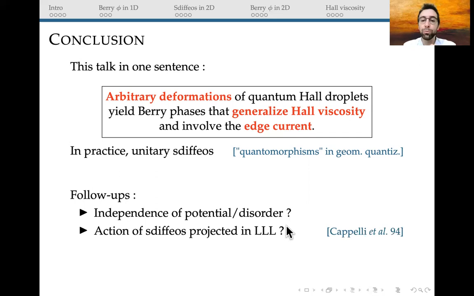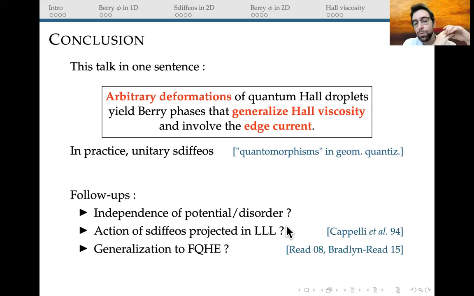Of course, the elephant in the room is the generalization to interacting states, and in particular to the fractional quantum Hall effect. So there I have, at this stage, no clue how to do it, but we hope to look into that.